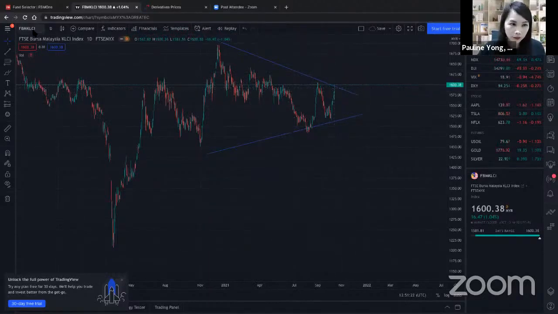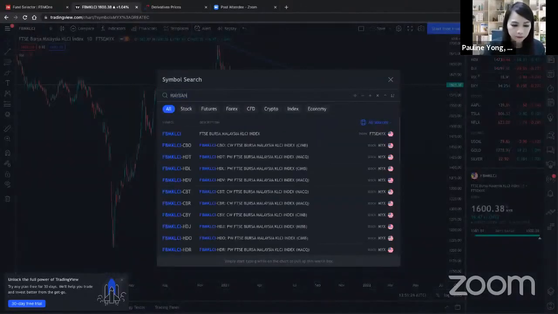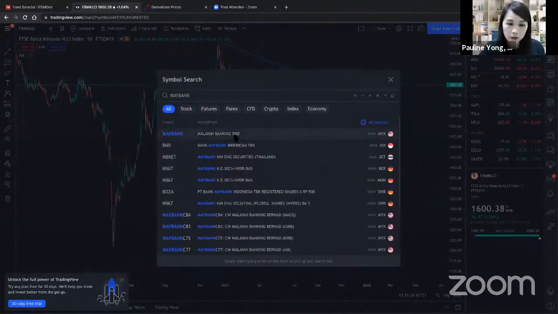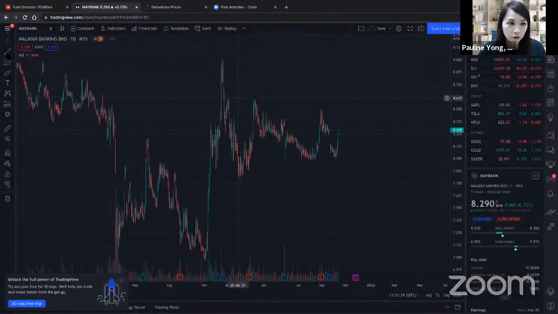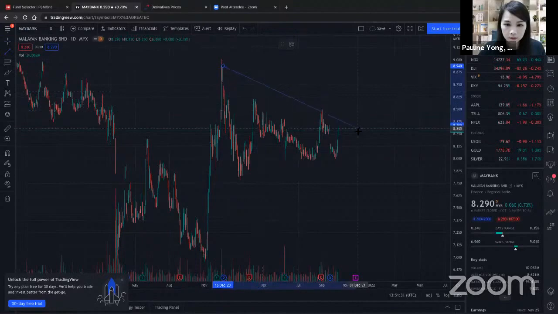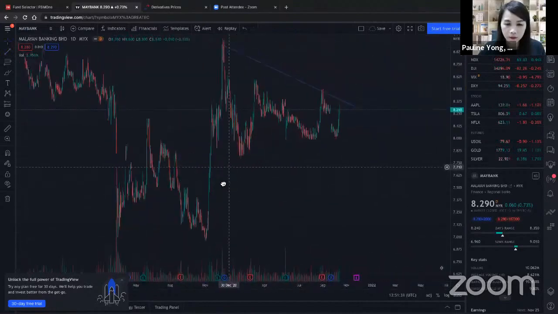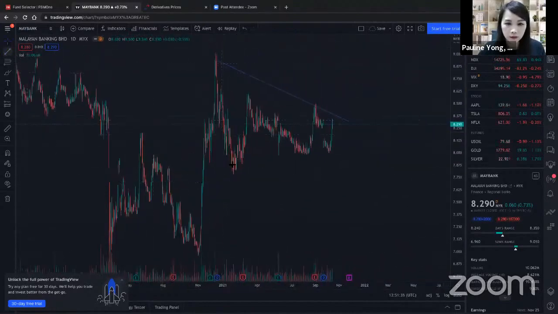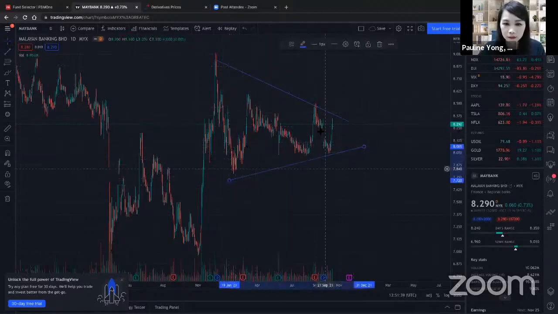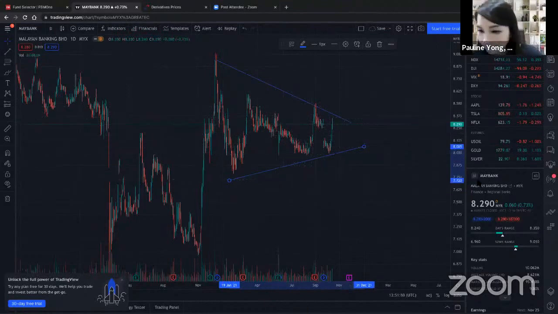And you can see Maybank also has something like that. It's also a triangle whereby A, B, C, D, E, and then you're going for a breakout as well. So this is a typical triangle pattern that you always see in Bursa Malaysia stocks. Very typical.